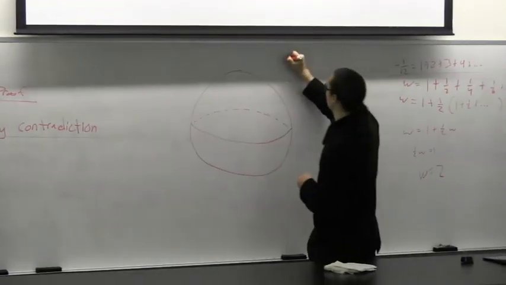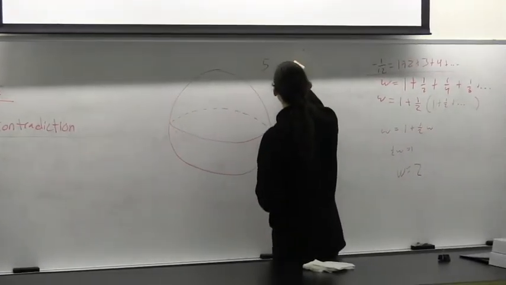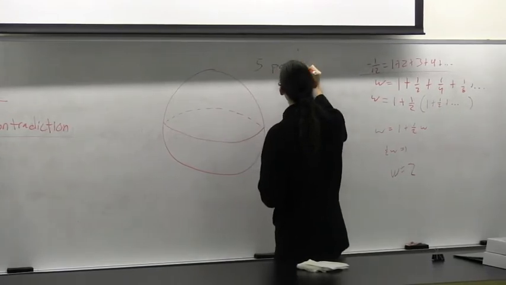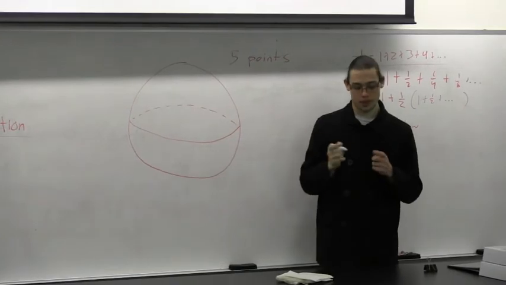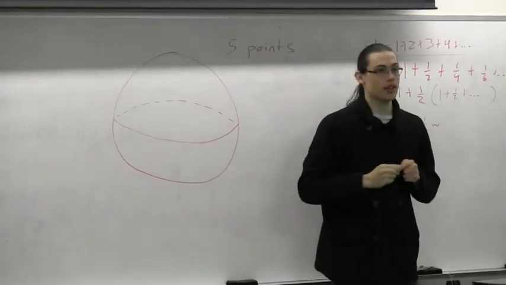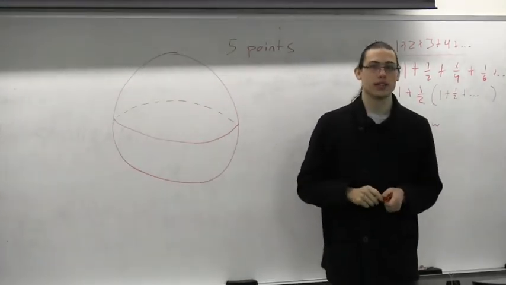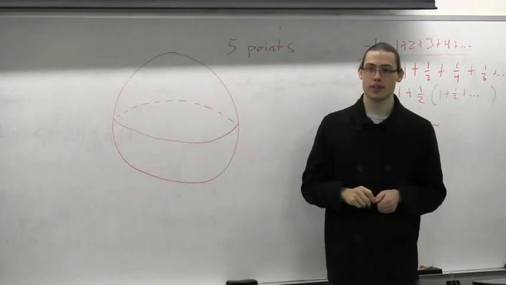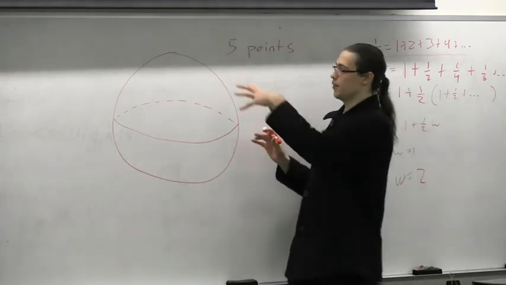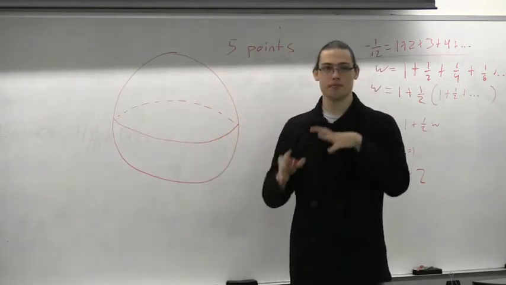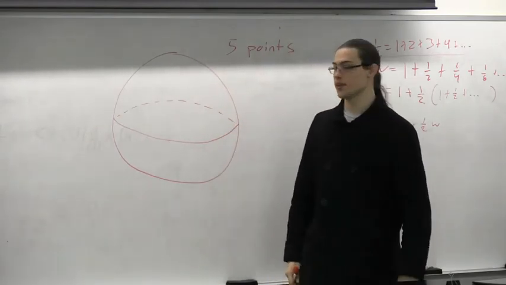And I have 5 points on the sphere, placed somewhere on the surface of the sphere. And I want to prove that some 4 of the points lie on the same hemisphere. What is a hemisphere? A hemisphere is just some half of the sphere. If I draw a circle around it, half of it will contain 4 points.